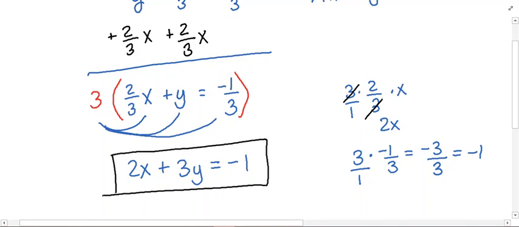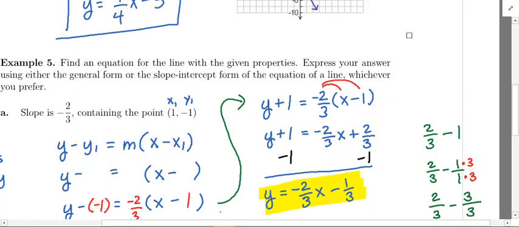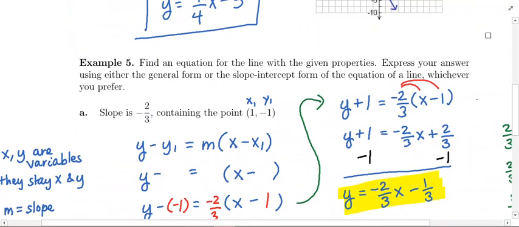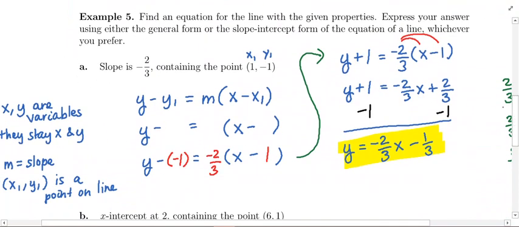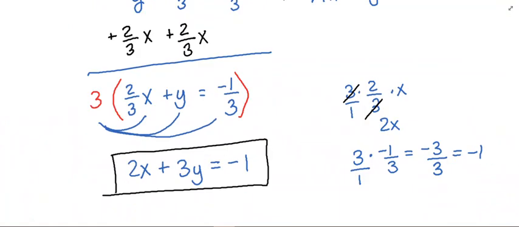These are the steps you would take if you were asked to give the equation of the line in general form. That is it for example 5a. The acceptable answers are what I've highlighted in yellow. That's y equals mx plus b. You could have also stated it as the general form, 2x plus 3y equals negative 1.